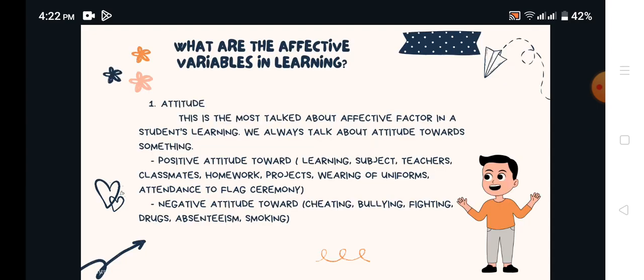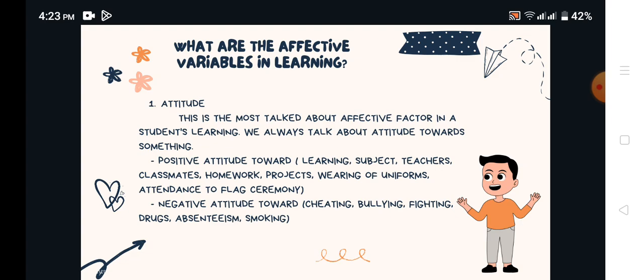So what are the affective variables in learning? So the first one is attitude. In attitude, of course, we always do have attitudes towards something, whether negative or positive, favorable or unfavorable toward an object, activity, person, or environment.